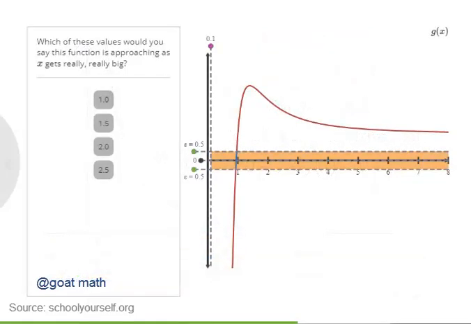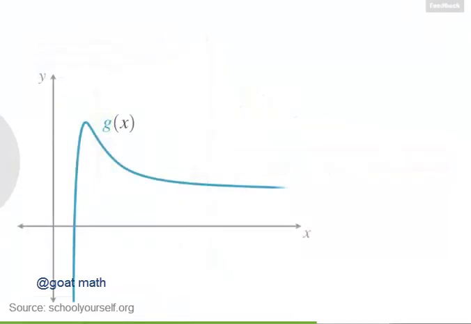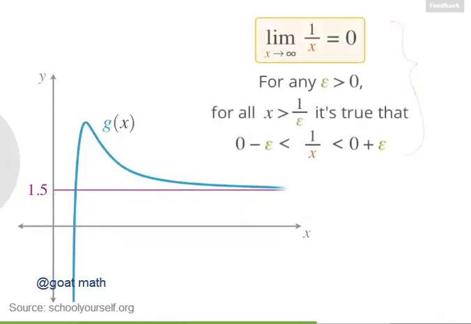Next, let's see if we can find the limit of another function, g, shown here. Which of these values would you say this function is approaching as x gets really big? Again, here's our function g of x. You found that as x gets really big, g of x approaches a value of 1.5, or 3/2. Here are our previous statements that said the function 1 over x approaches 0. Let's write similar statements saying that the limit of this graph as x gets really big is 1.5.